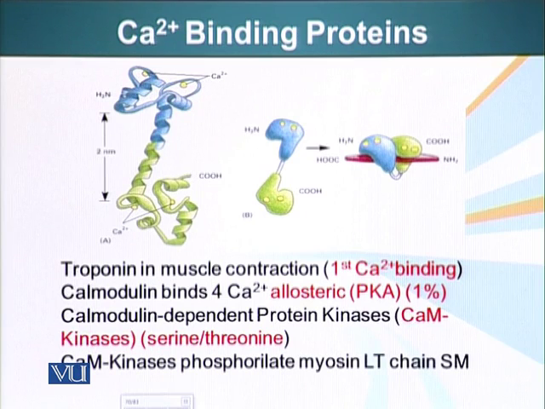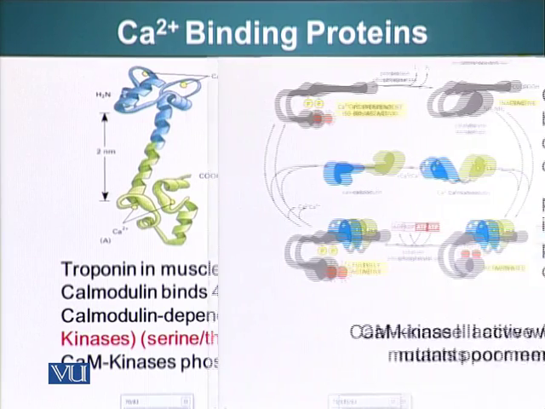One of the things it does is it can activate an enzyme or class of enzymes called calmodulin dependent protein kinases, or CAM kinases. These kinases, as the name suggests, add a phosphate group to the substrate proteins, and they add the phosphate group to specific serine and threonine residues inside the protein molecule. CAM kinases also phosphorylate light chain of myosin in smooth muscle cells, which also causes contraction.